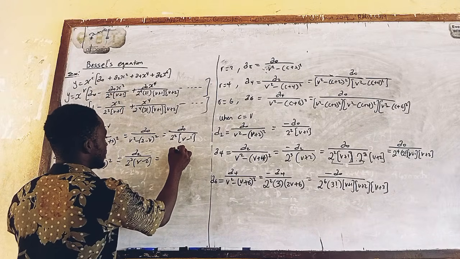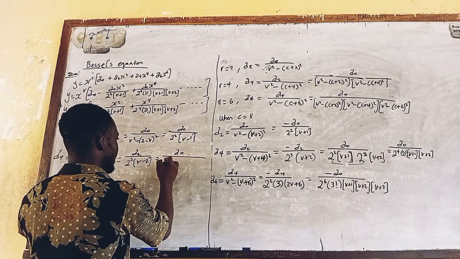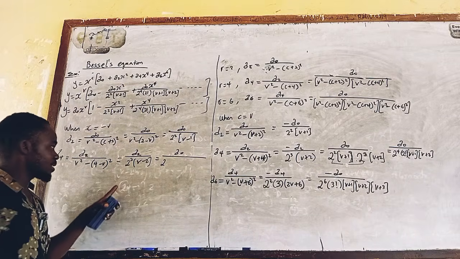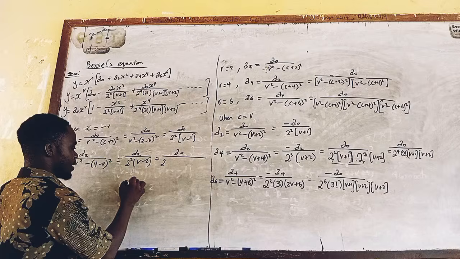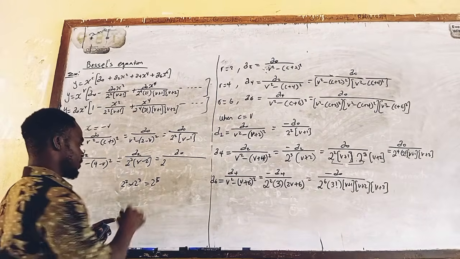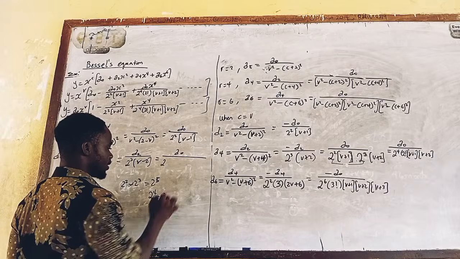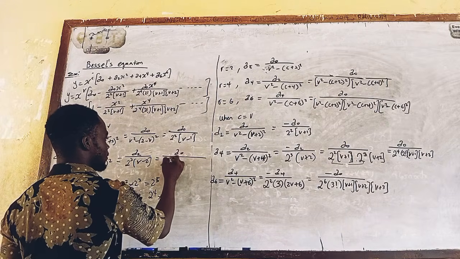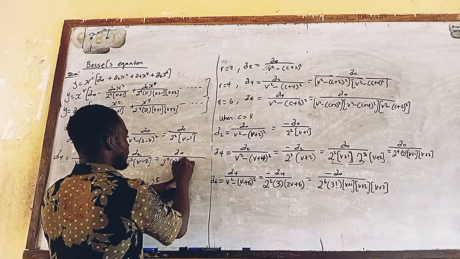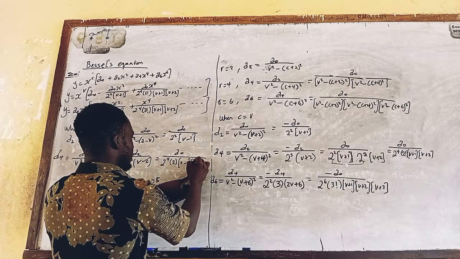It's going to be a naught over, you know, this 2 that is coming, 2 raised power 2. That is coming to this. We have 2 raised power 2 times 2 raised power 3, which is 2 raised power 5. But we now write it as 2 raised power 4 times 2. So that will be 2 raised power 4 multiplied by 2. Then we have v minus 1, v minus 2.